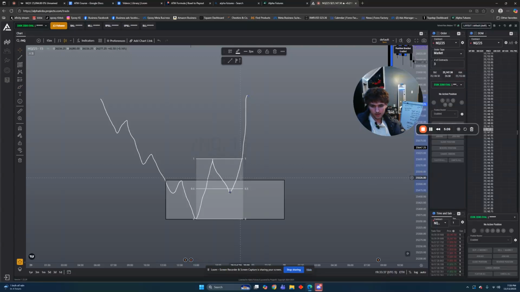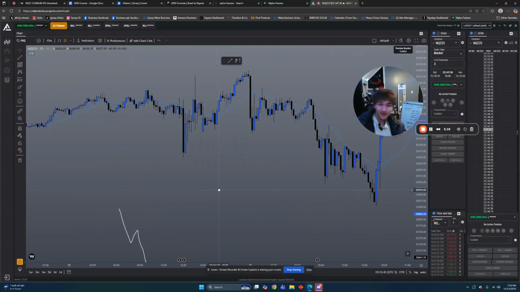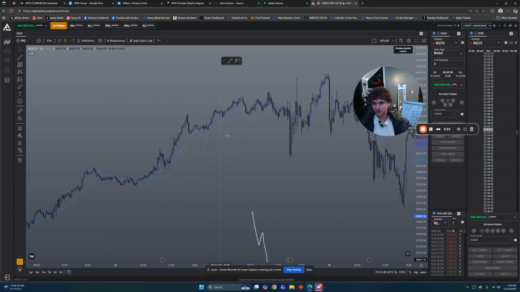So let's find an example of this on the chart. Kidding, I already found one and it was from today. So this happens all the time. Let's look right here. We're in a clear uptrend, right? Making higher highs, higher lows, higher highs, higher lows, whatever, right?